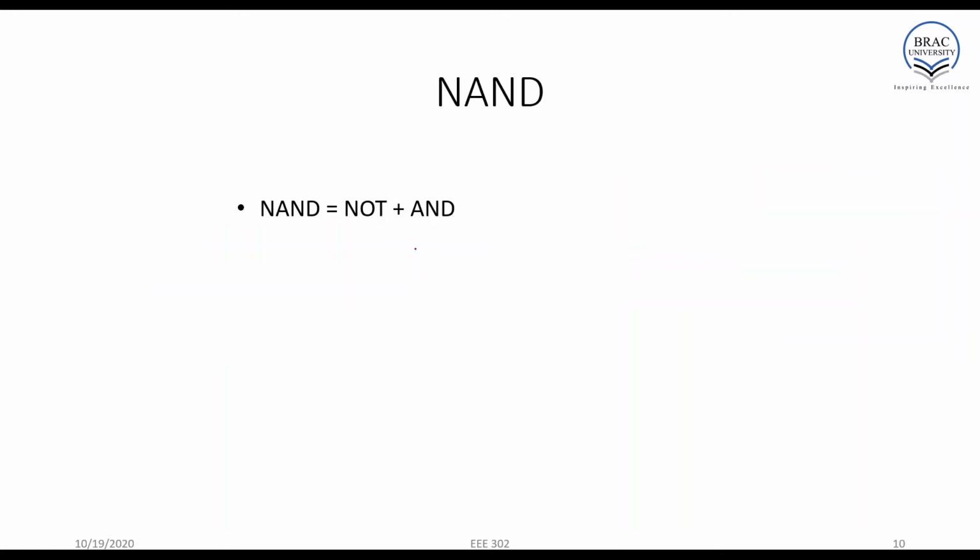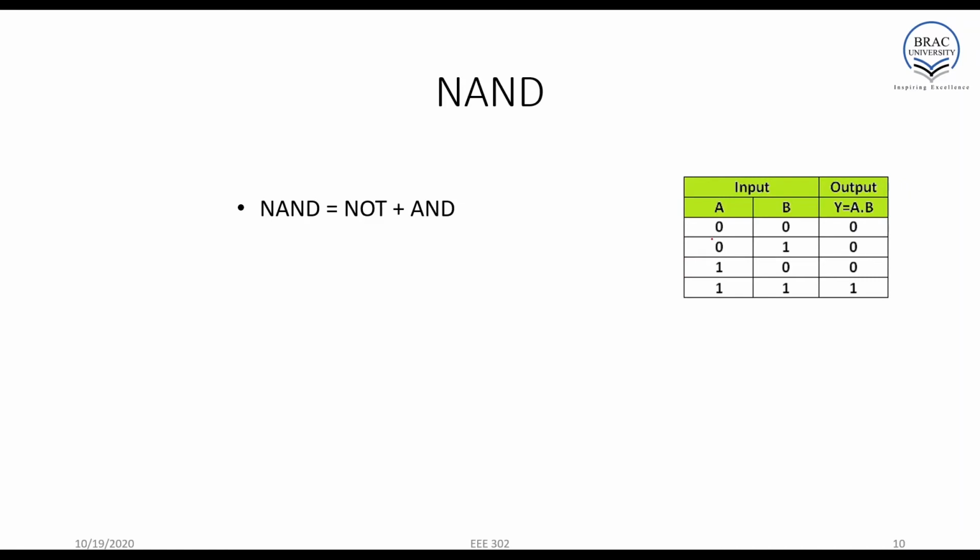And NAND is just an inverted AND gate. That means the NAND output is totally opposite of the AND output. You can see this is the AND output, and with a NAND gate, if both inputs are 1, or both inputs are true, then the output will be 0. And if only one input is 1, then the output is 1, that means true. So it's totally opposite of an AND gate, and we write it like this.